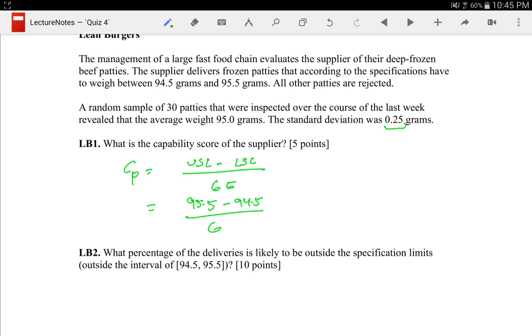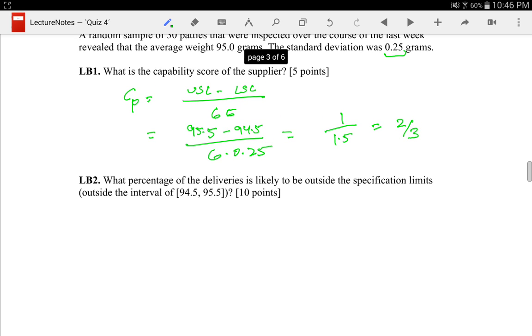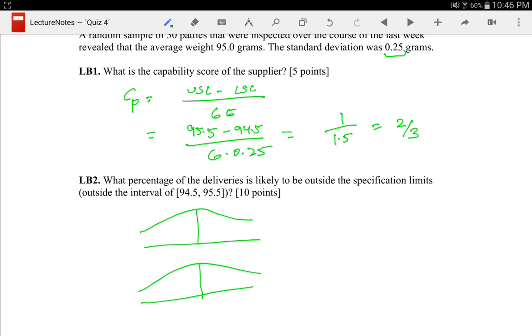Here the sigma is given as 0.25. So 95.5 minus 94.5 is 1, divided by 1.5, which is 6 sigma, so you have a capability score of 2/3. What is the percentage of delivery likely to be outside the specifications? Well, now this is the problem with the mean. So our concern is the mean of 95, right?